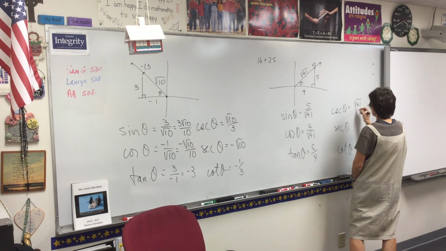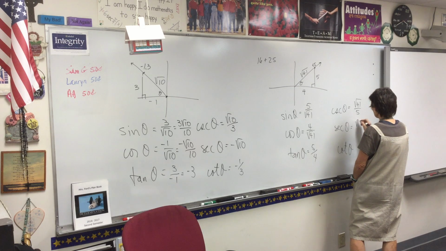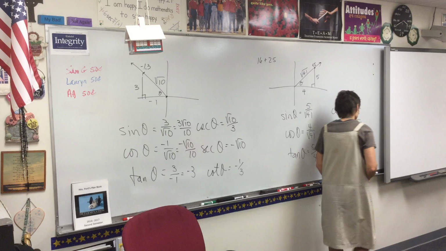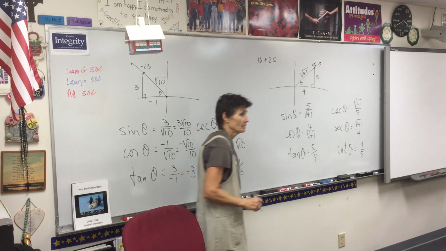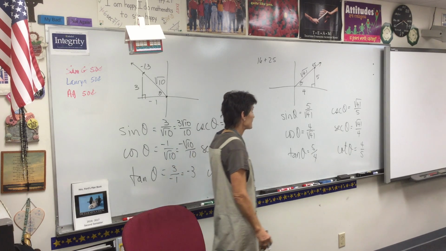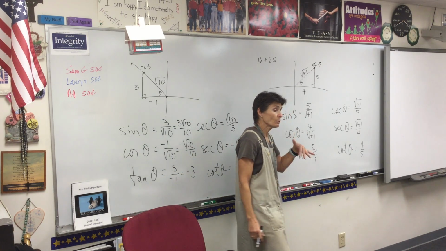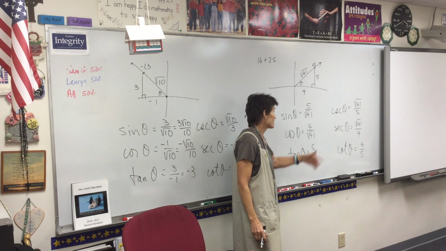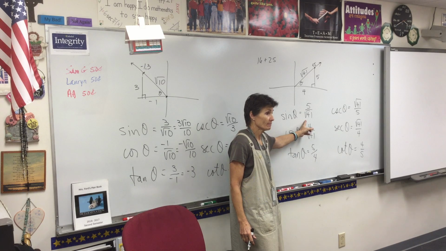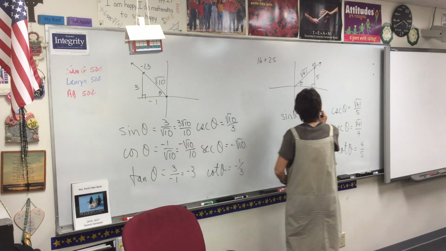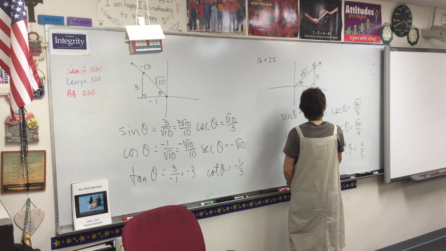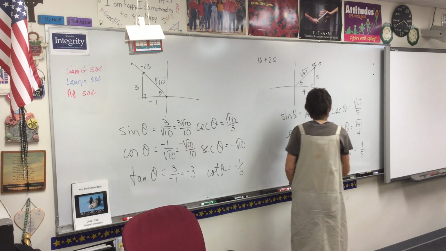So root 41 over 5 is my cosecant. Root 41 over 4 is my secant. And my cotangent is 4/5. Now I'll go back and rationalize anything. Remember, the only things that need rationalized are the ones that have radicals in the bottom, right? So that's going to be 5 root 41 over 41 and 4 root 41 over 41.